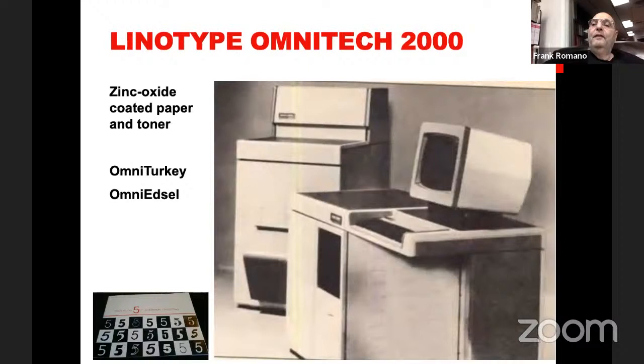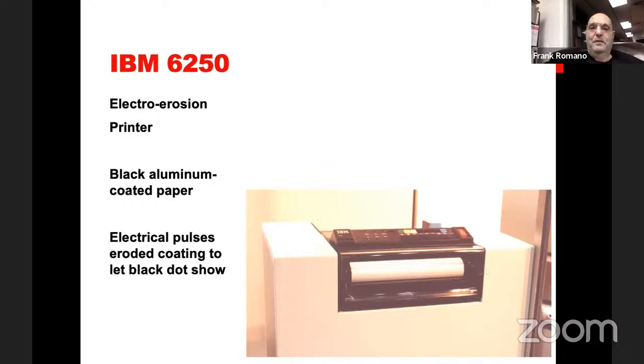IBM had a very strange machine called the 6250. It was black paper coated with a thin coating of aluminum. And these little pins would erode the aluminum away to let the dots show through. It was called electro erosion. And they hired me to tell them what the font library should be. And so I did it, and I thought it was interesting.